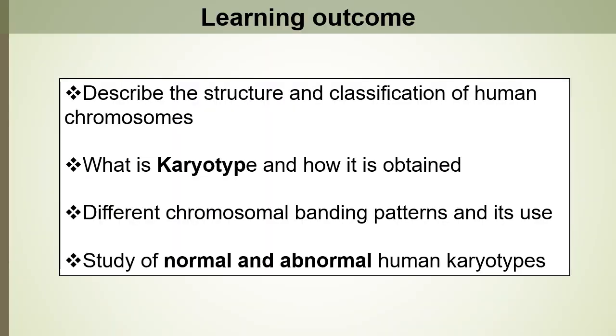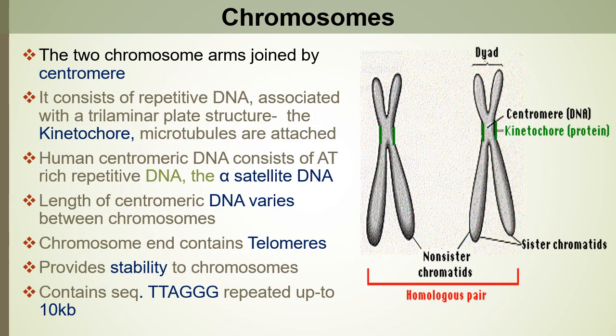The learning outcome of this topic would be to describe the structure and classification of human chromosomes, what is karyotype and how it is obtained, different chromosomal banding patterns and its use, study of normal and abnormal human karyotypes. Now, let us see the basic morphology of chromosomes.